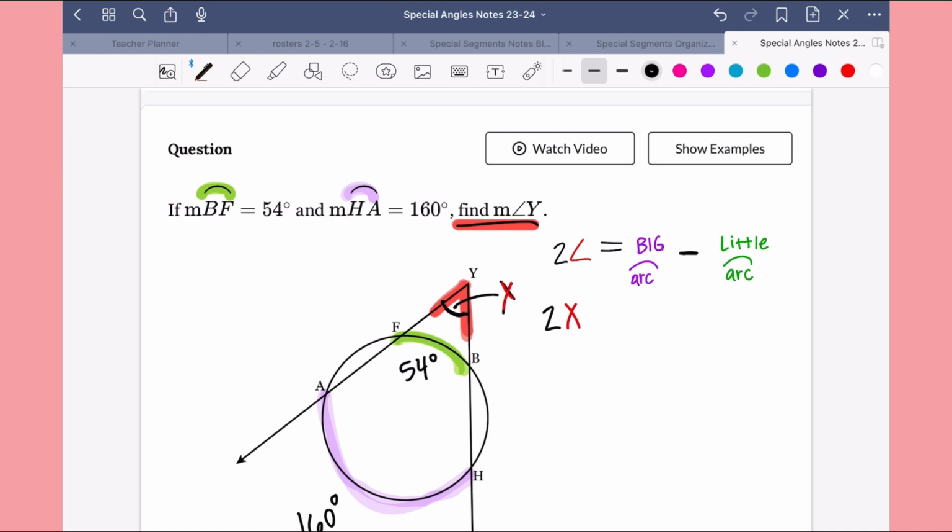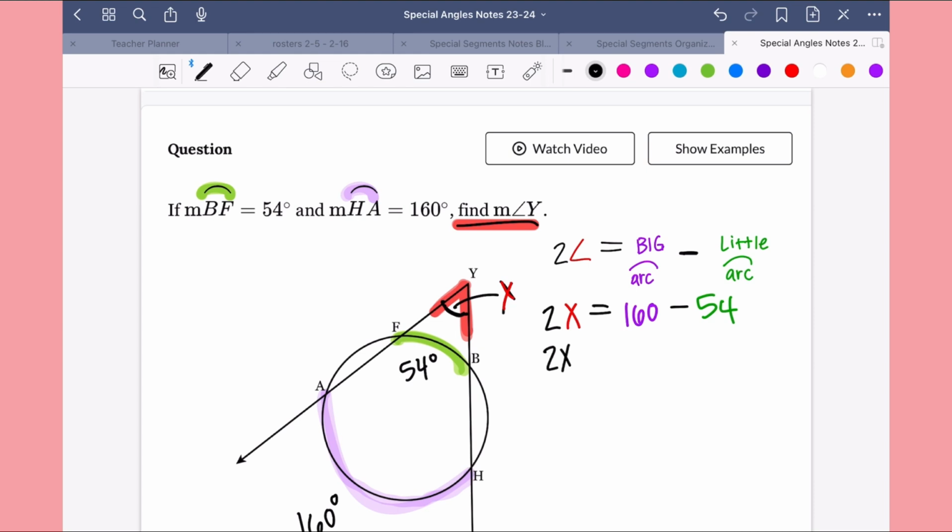Equals the big arc, which is 160, minus your little arc, which is 54. Okay, so I'm just using color for the first part so you can see how I plugged everything in. But I wasn't able to do that unless I highlighted and knew each part individually. All right, so now we just do some math.